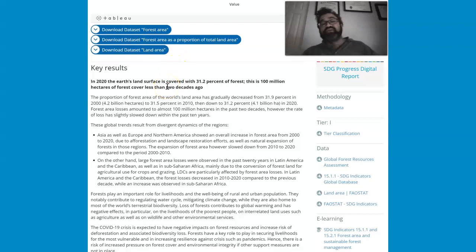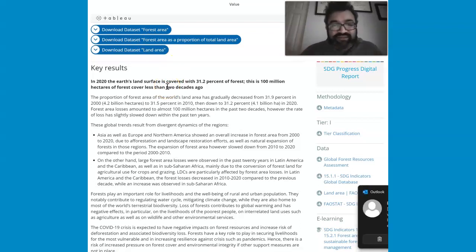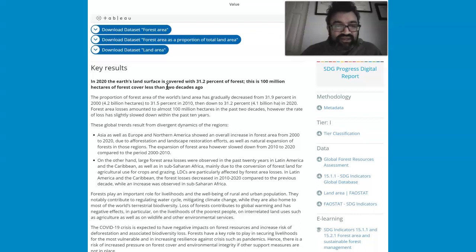All of Earth's land surface, about a third is covered by forest. That's about 100 million hectares of forest cover lost less than 2 decades ago, so this type of loss has tremendous consequences.